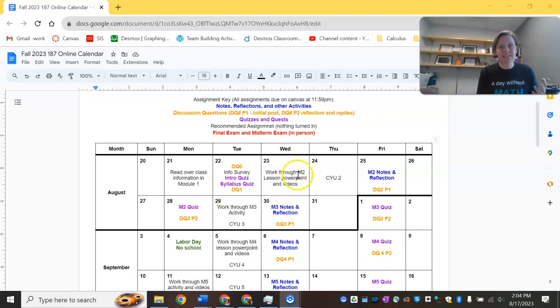Similarly, you'll notice on Wednesday it talks about you should work through the lesson PowerPoint and maybe watch some of the videos on our Module 2 on covariation. Again, I'm not giving you points for doing that, but that's where the learning is going to occur. Those are your examples. Those are sort of the problems to think through.